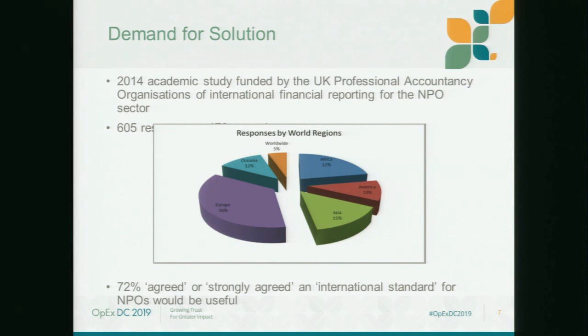Both Tim and I were involved in some earlier work, which was sponsored by the UK professional accountancy organisations, done by a group of academics. And what it showed was in the 605 responses we had literally from around the world, and I think that pie chart is quite striking in terms of the fact that it's not your usual suspects, it is from around the world, is the fact that there was 72% agreement that some form of international standard would be useful, strongly agreed or agreed, was the response. The question was, what should that be and who should provide it?